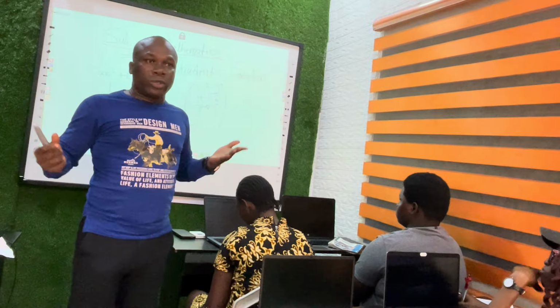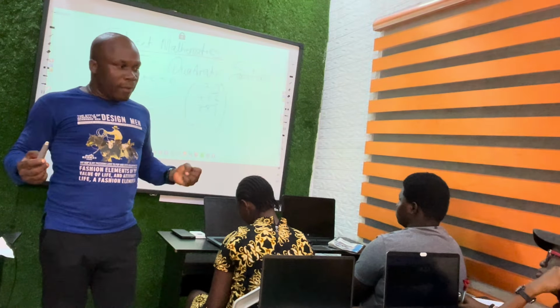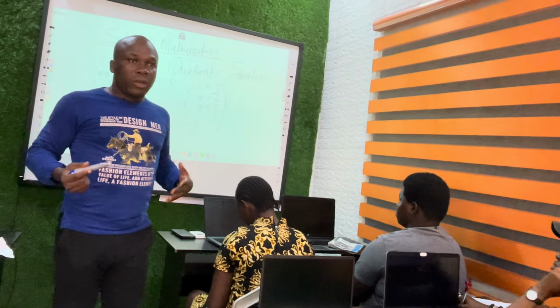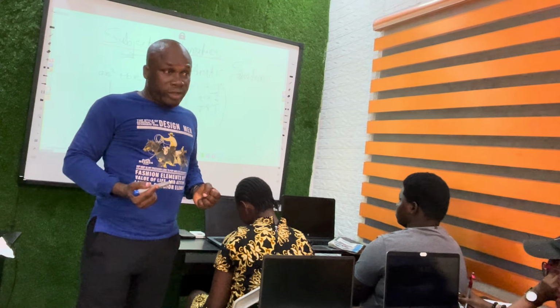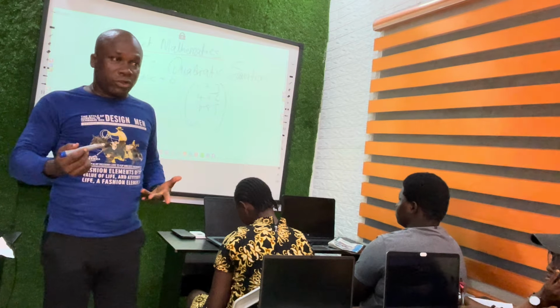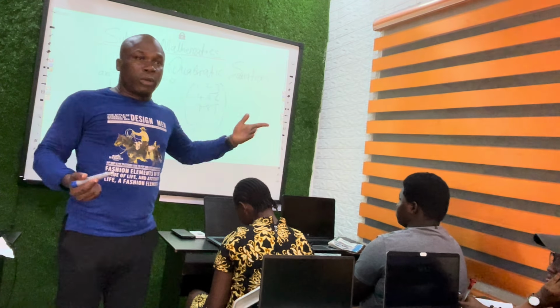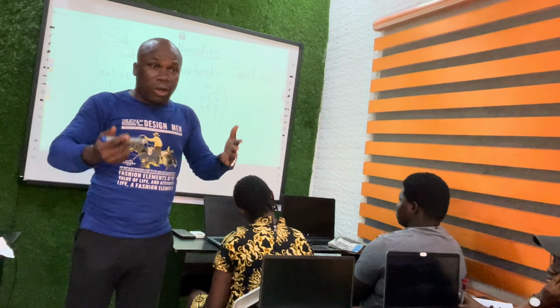We have types of matrix: unit matrix, equal matrix, zero matrix. Matrix is singular. Matrices is plural. You have zero matrix. You have a column matrix. You have all that.